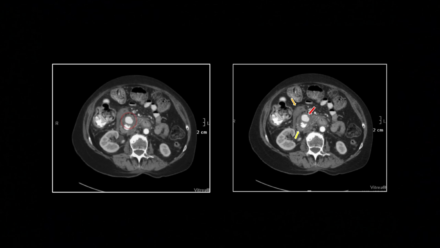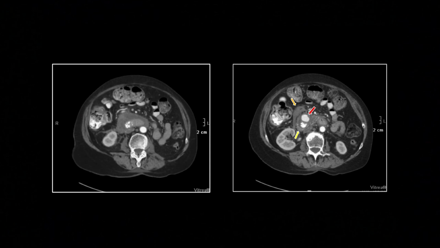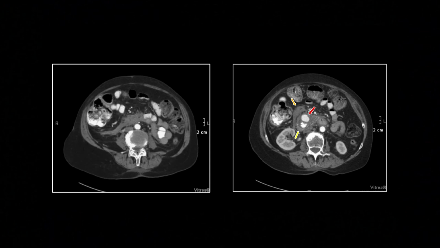I guess completely circumferential is like saying completely occluded, isn't it? Circumferential means all the way around.